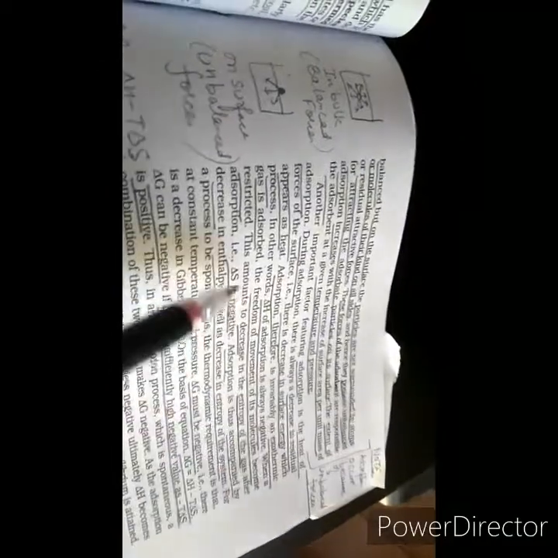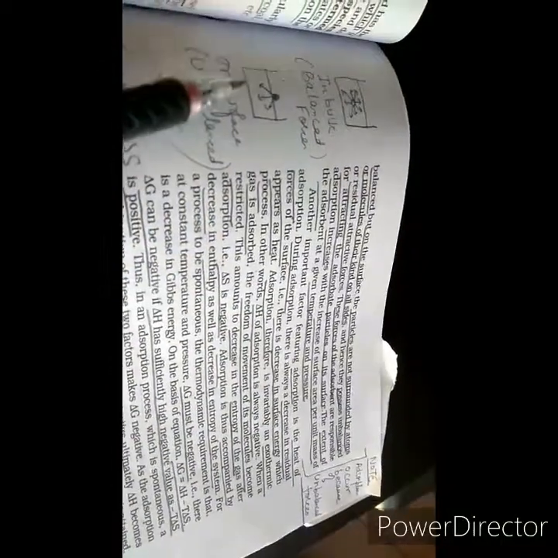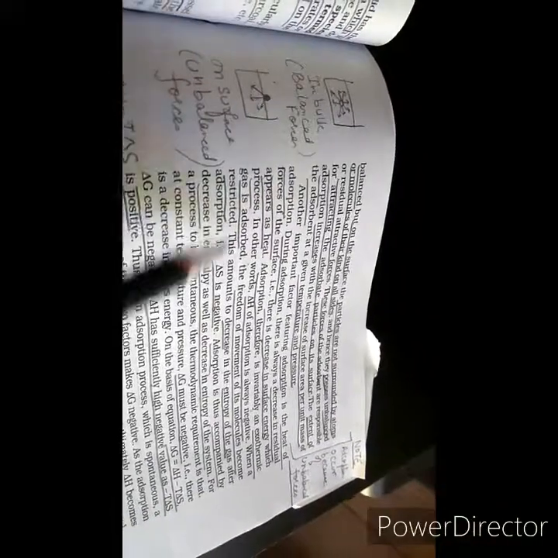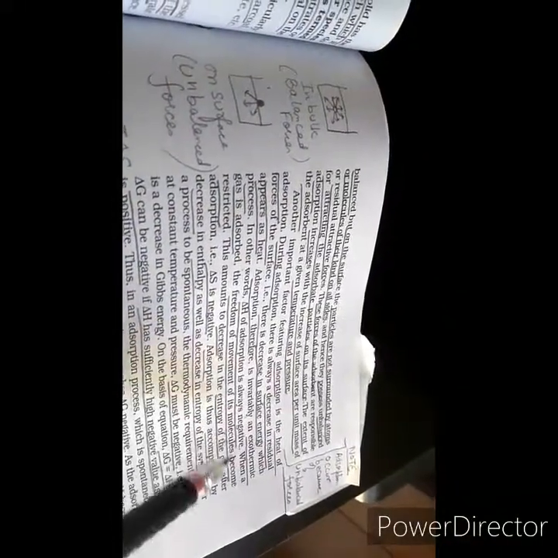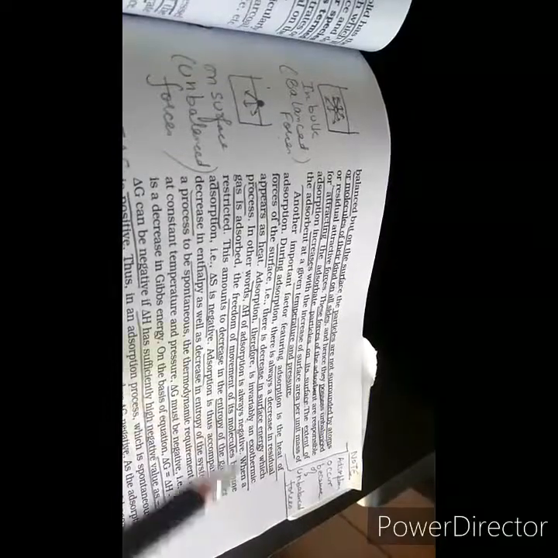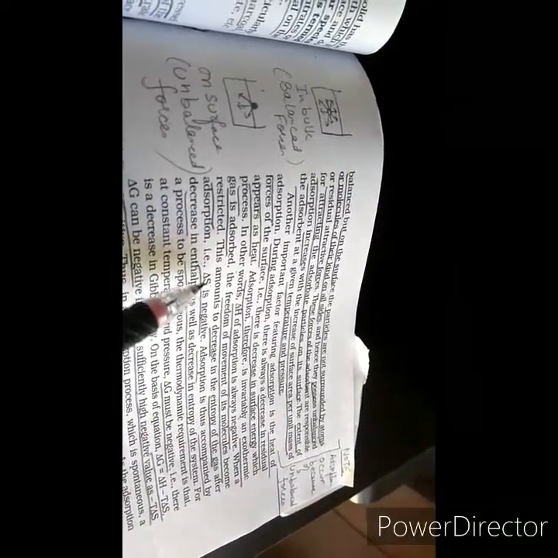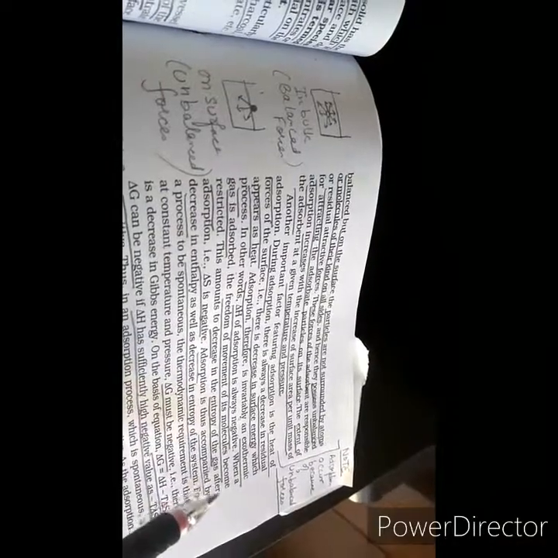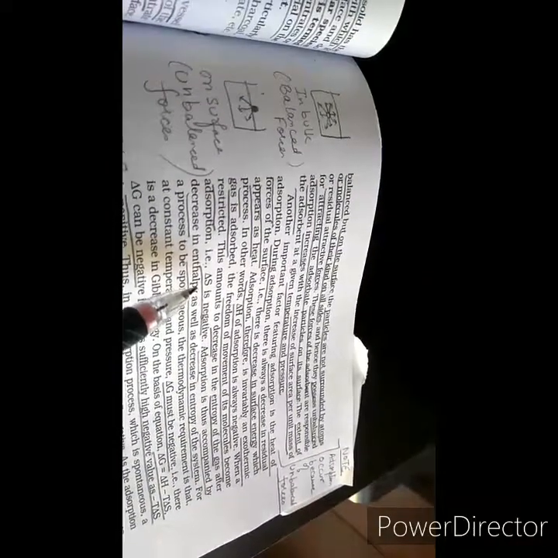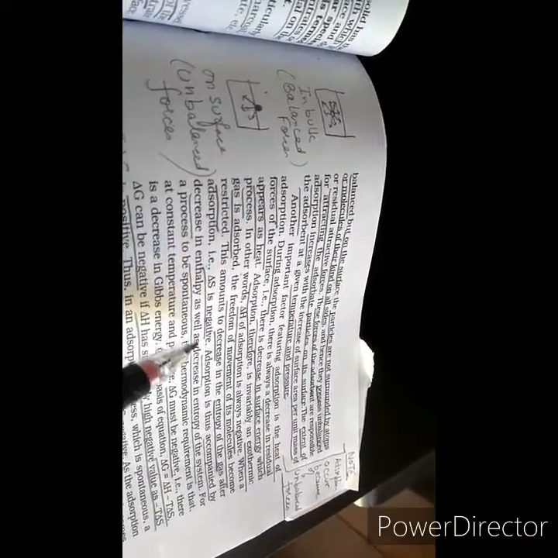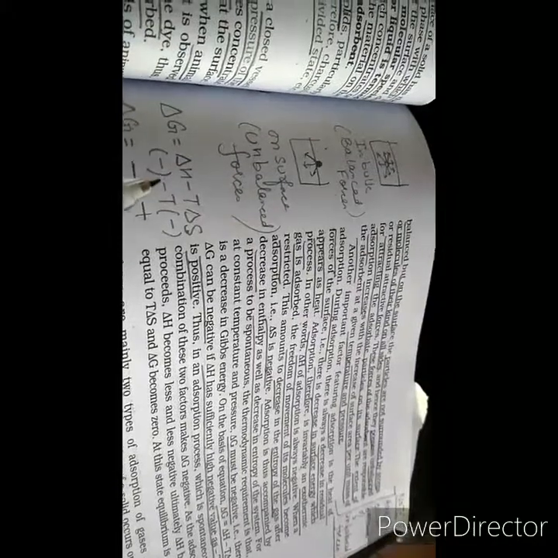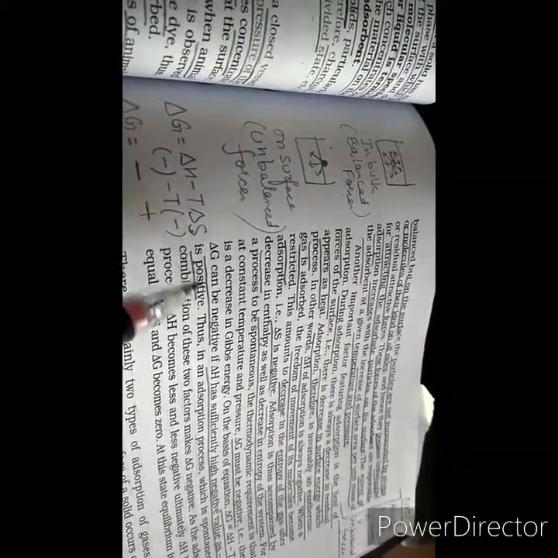Now when the molecules are adsorbed, what happens? Their freedom of movement also becomes restricted. This results in a decrease in the entropy of the gas. So we can also say that delta S is negative for adsorption. Now you know the Gibbs-Helmholtz equation, which is delta G equals delta H minus T delta S.